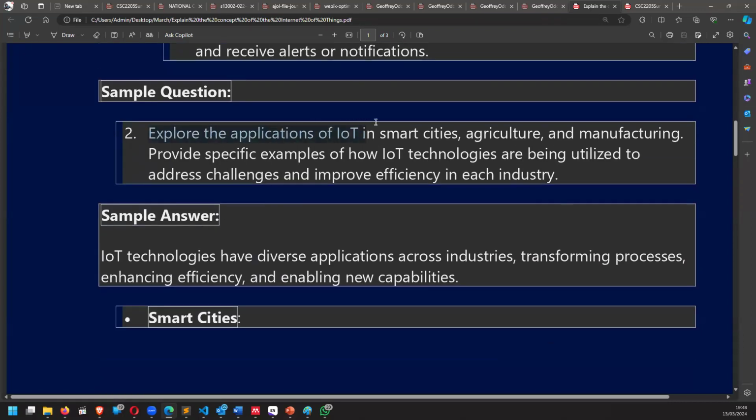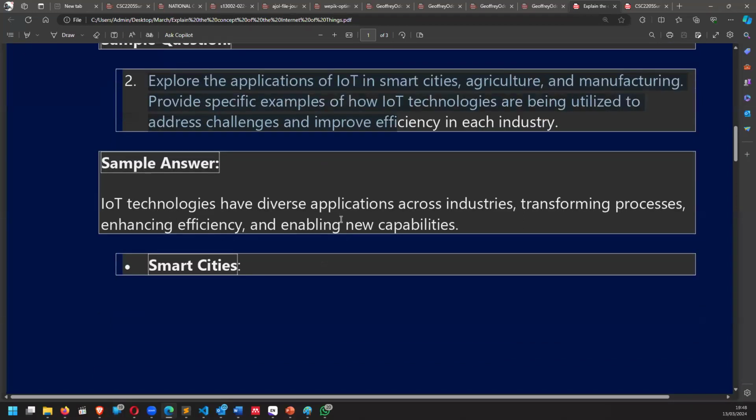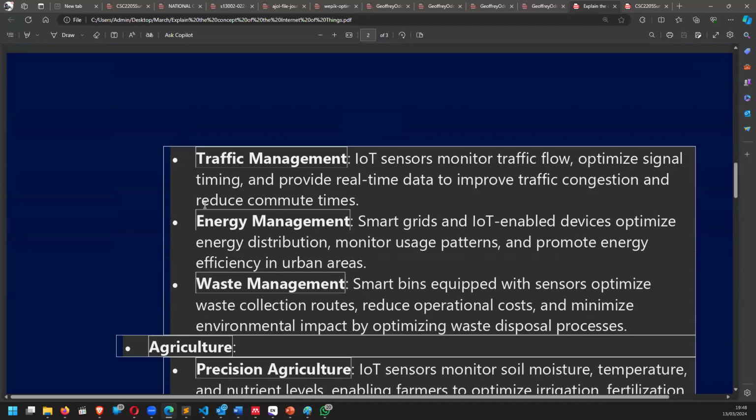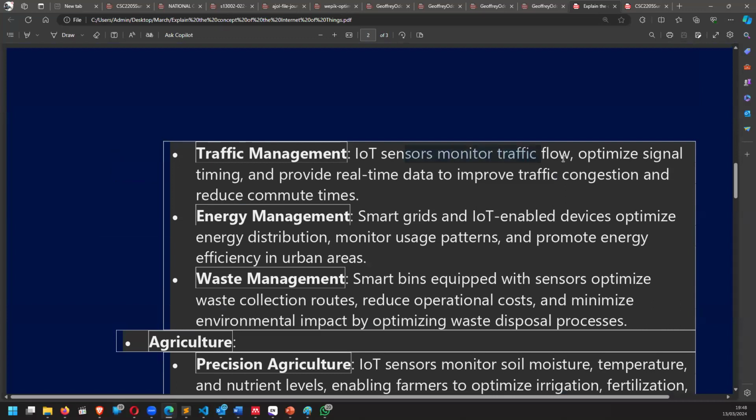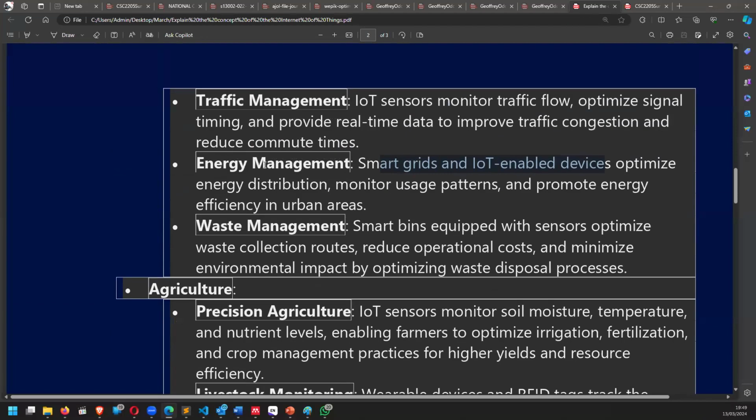Explain the applications of IoT in smart cities, agriculture, manufacturing. Then you say IoT has diverse applications across industries, transforming processes, enhancing efficiency, and enabling new capabilities. In smart cities, they are used for traffic management, to control the flow or monitor the real-time data to improve on congestion and reduce commute times. Energy management, you talk about it being used for energy distribution, waste management, that is in smart cities.